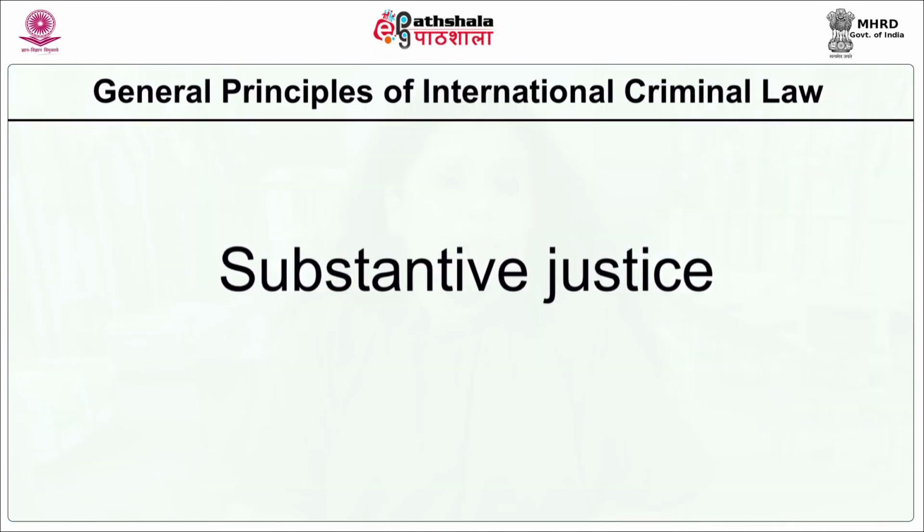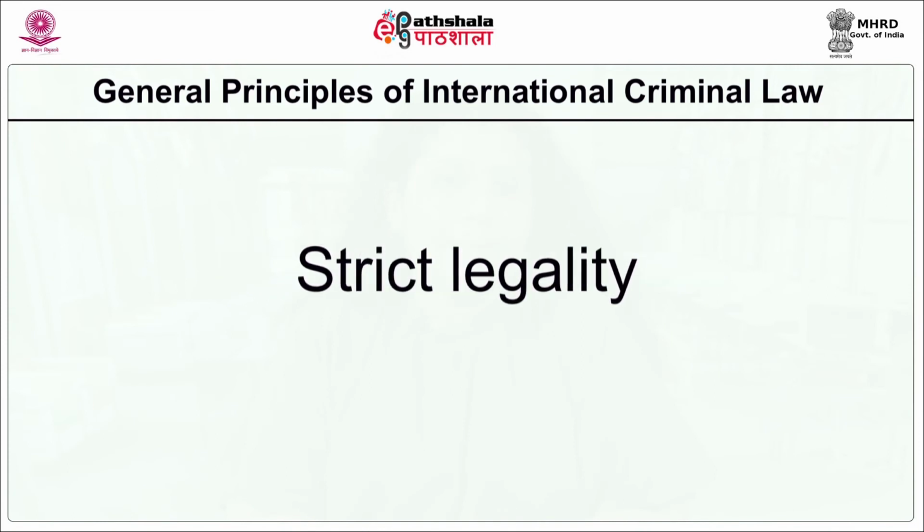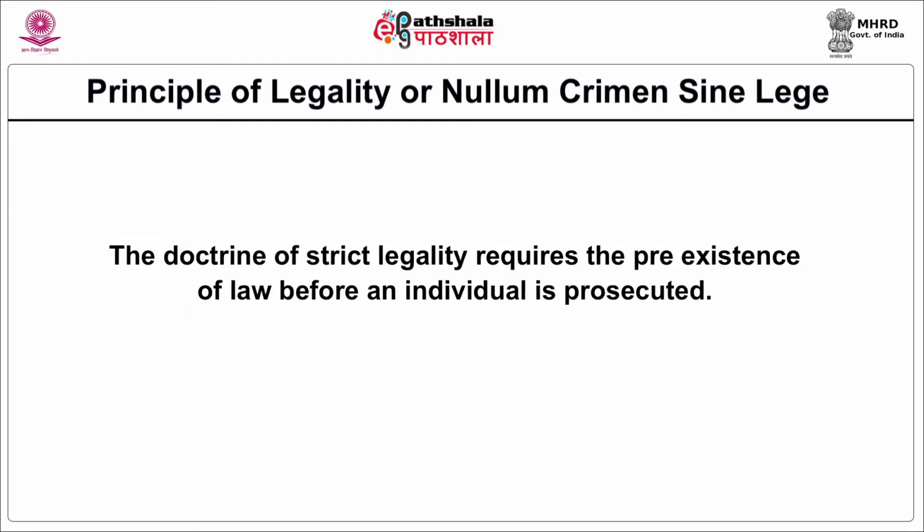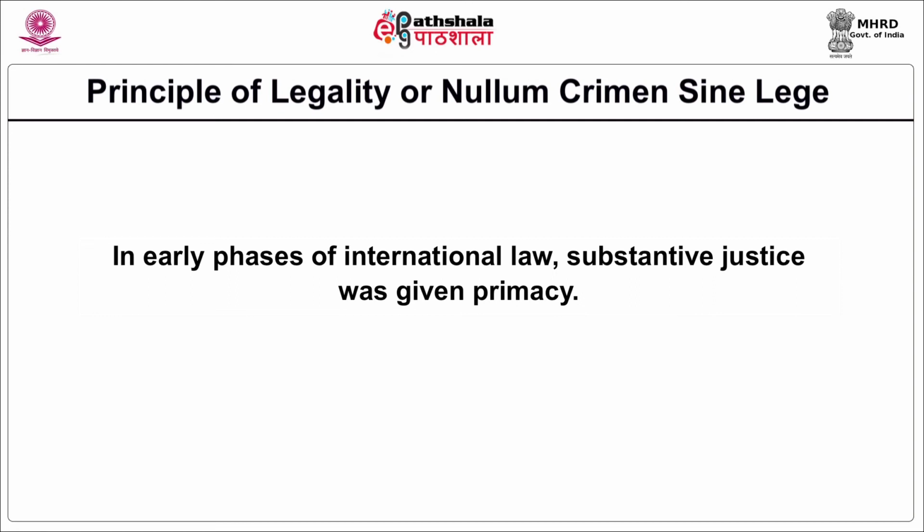National legal systems have adopted two forms of criminal justice, the first being substantive justice and the second strict legality. Substantive justice does not require the existence of a law to penalize a wrongdoing. However, the doctrine of strict legality requires the pre-existence of a law before an individual is prosecuted. In the early phases of international law, substantive justice was given primacy.